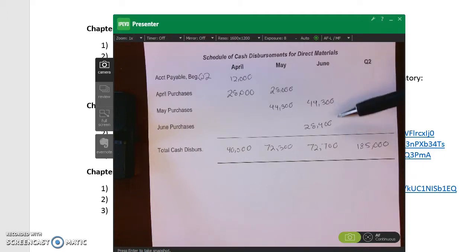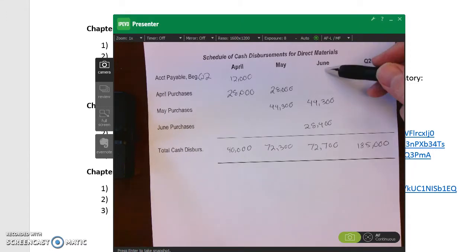With June, what would be the accounts payable balance at the end of June? Well, it's half of June purchases, so it's the $28,400. Remember, this $28,400 would come over in July as well. We would pay half in June, half in July. So the ending accounts payable for June is $28,400. That is the same as the ending accounts payable for quarter two, because the balance sheet shows a point in time. It's like I took a picture at the end of the quarter to figure out the accounts payable balance, and it's $28,400.